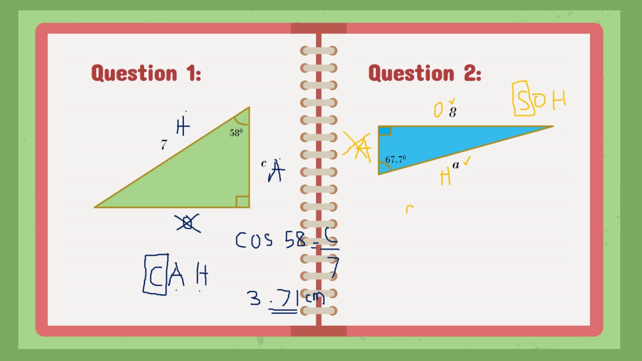Alright, so sine 67.7 is equal to opposite 8 over the unknown side, and we cross multiply. So 8 divided by sine 67.7, A is going to be 8.65 centimeters to the closest 3 significant figures. Okay?